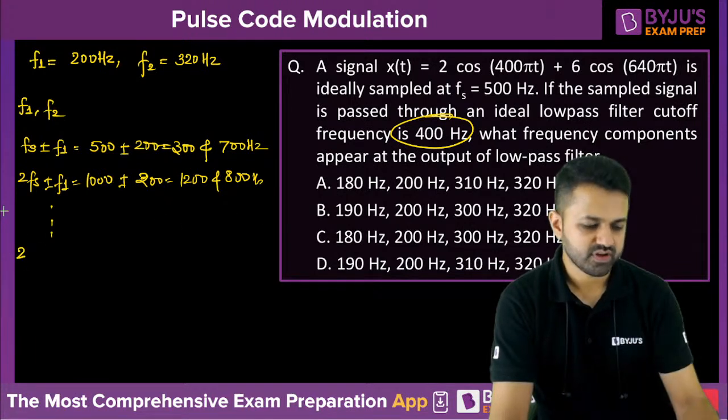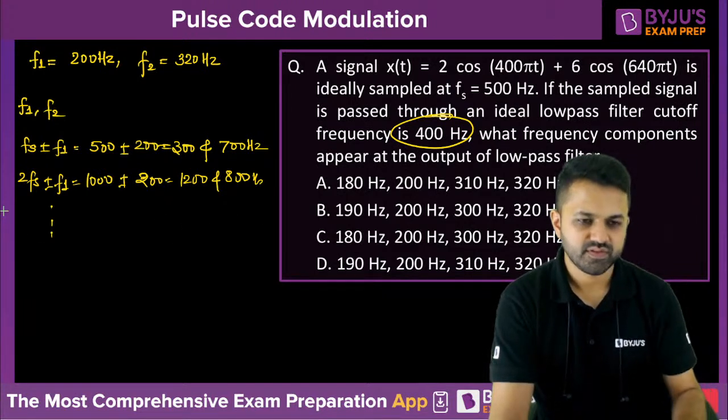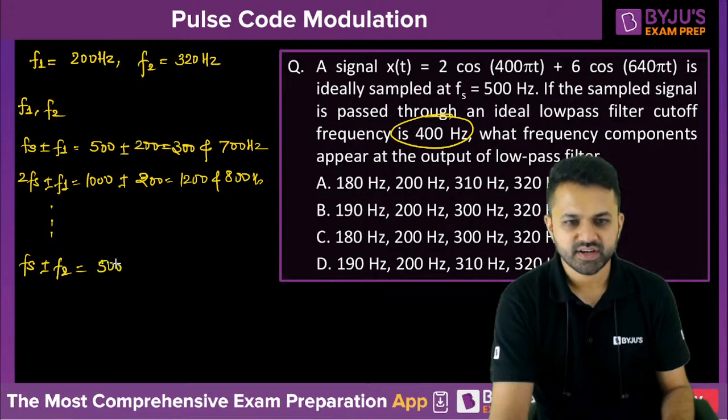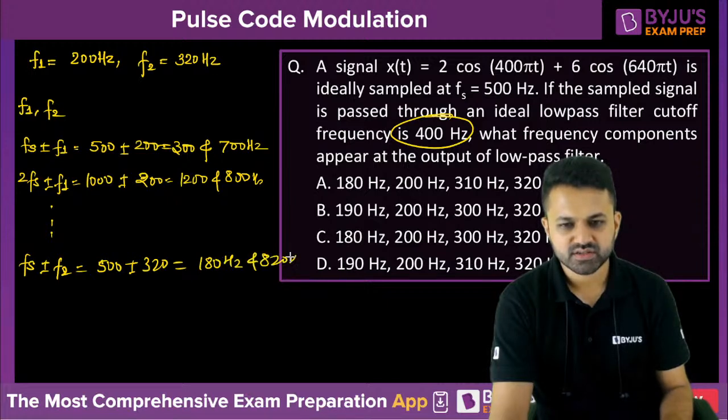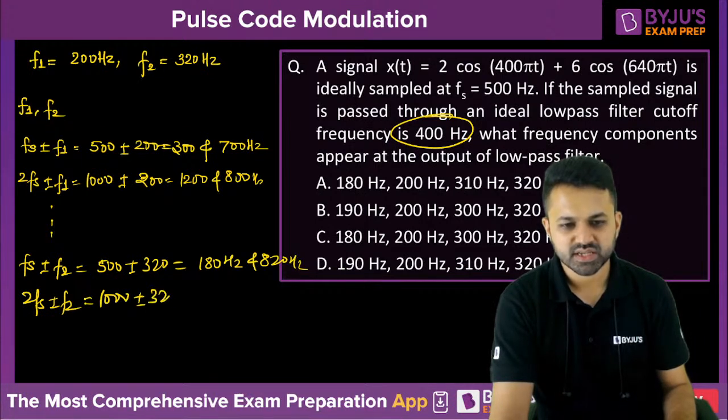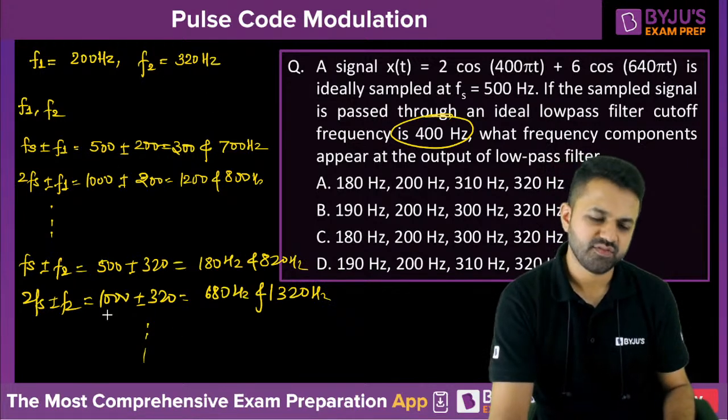Similarly, we will have fs plus minus f2. So fs is 500, f2 is 320, so we will get 180 hertz and 820 hertz. So again it is not required. 2fs plus minus f2, so 1000 plus minus 320, it is 680 hertz and 1320 and so on. But we don't need to calculate.